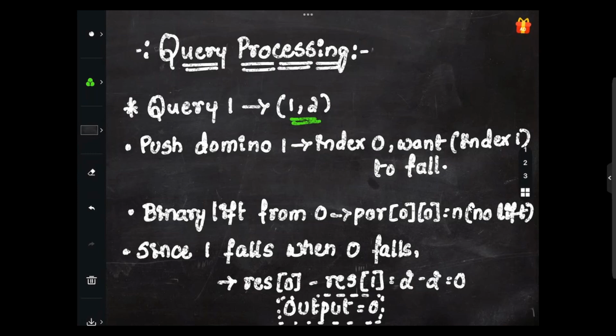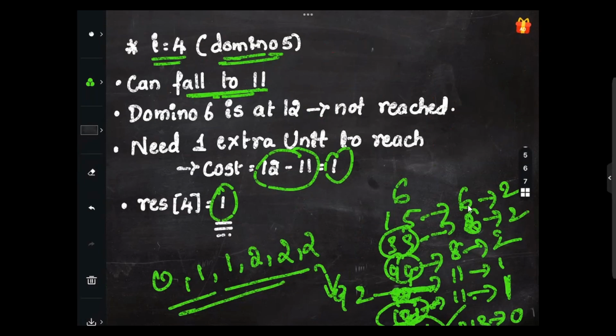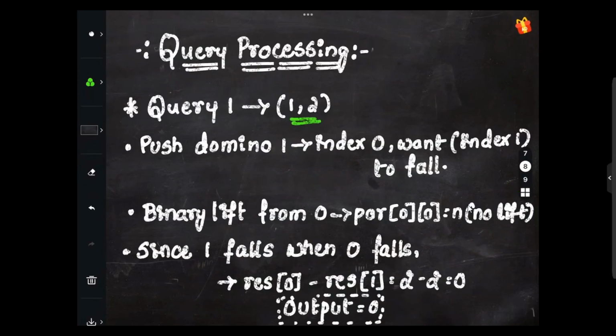So here we have the four queries, right? This one I'm speaking of: 1 2, 2 4, 2 5 and 2 6, right? So let's move on with the same thing. Just give me a second here. So first query is 1 2, right?